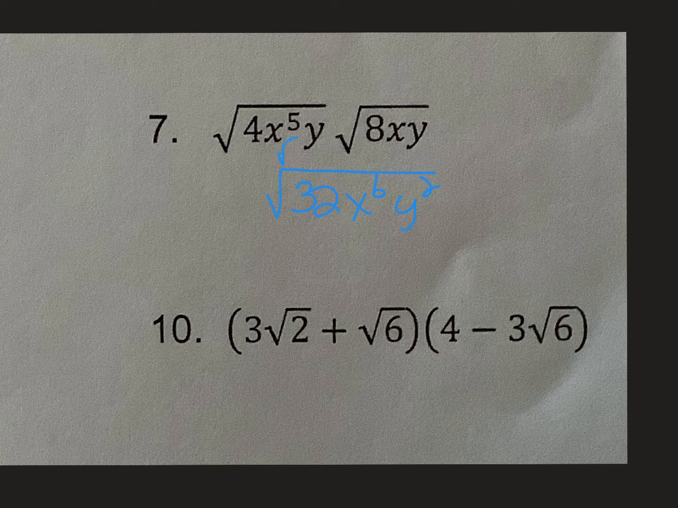32 breaks down with a 16 and a 2. The square root of 16 is 4. Leave the 2 inside because you can't break that down anymore. Then divide. 2 goes into 6 3 times. 2 goes into 2 1 time. Now, I know you kind of want to put absolute value around those x and y's, but because of what we started with up here, there were no even exponents up there, you don't have to worry about it.